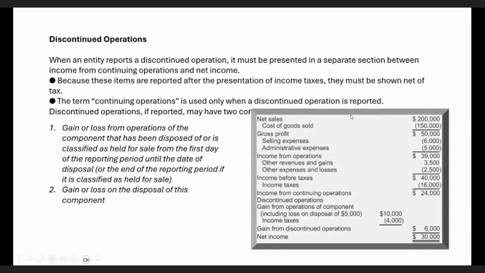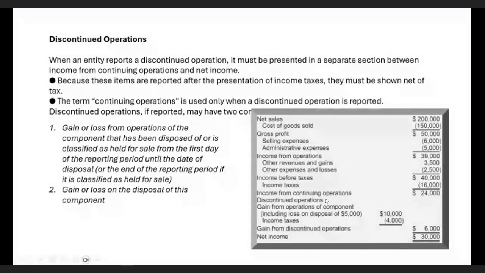On the right side of your screen, there could be net sales. Then we minus cost of goods sold to become the gross profit. And then we will minus selling expenses and administrative expenses to get the income from operations. And then we add other revenues and gains, or sometimes we have to minus other expenses and losses to become income before taxes. And then we minus the income taxes to get the income from continuing operations.